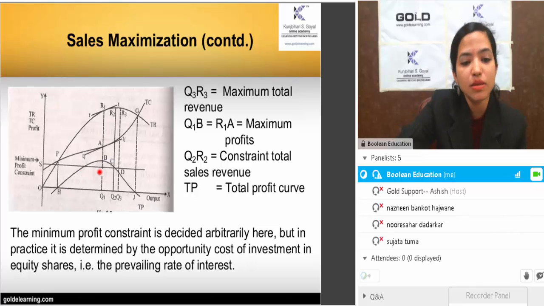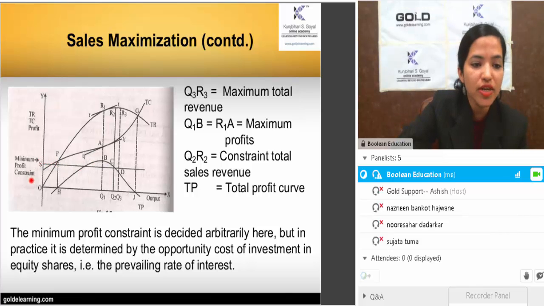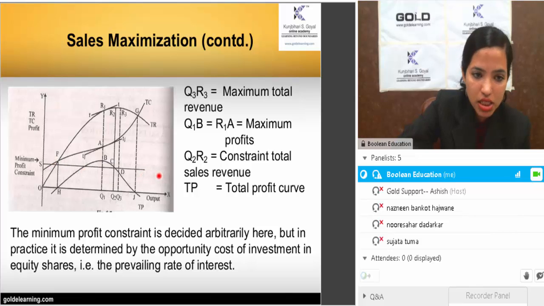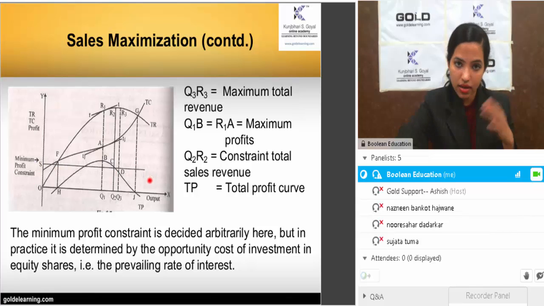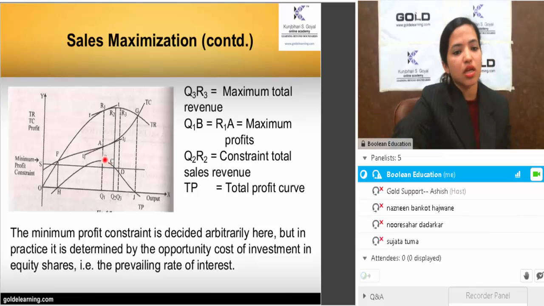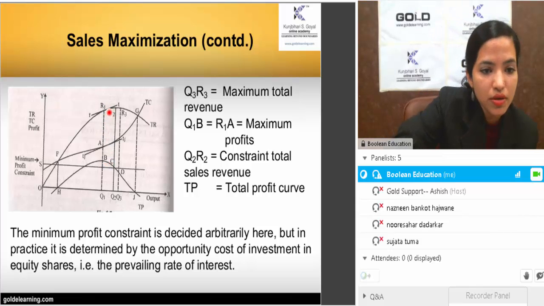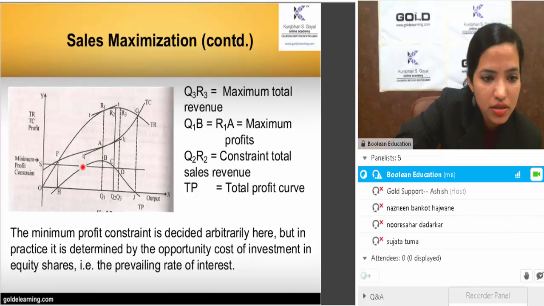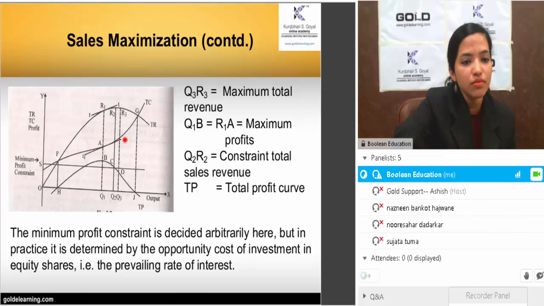But in practice, it is determined by the opportunity cost of investment in equity shares, right? So ये profit constraint किस तरह से determine करते हैं? By the opportunity cost of investment in equity shares से ये determine करते हैं. So keeping this profit constraint behind और उसको consider करके you will produce. Look at here, this R, T, T1 and TJ are two parallel lines.